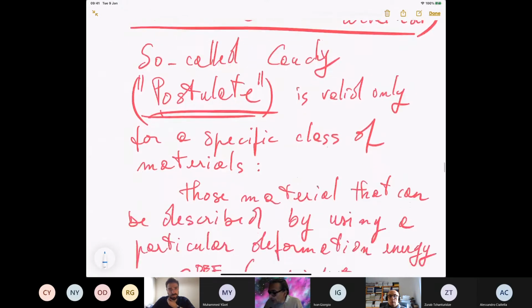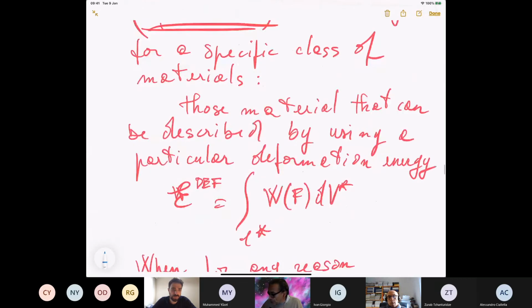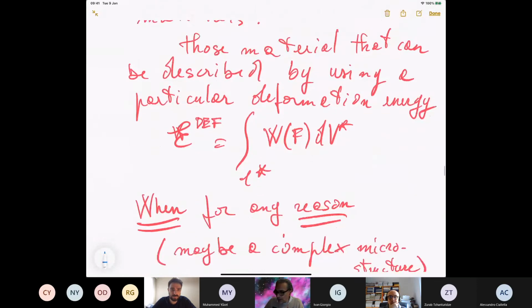So the so-called Cauchy postulate is valid only for a specific class of materials. Those materials that can be described by using a particular deformation energy. This one.